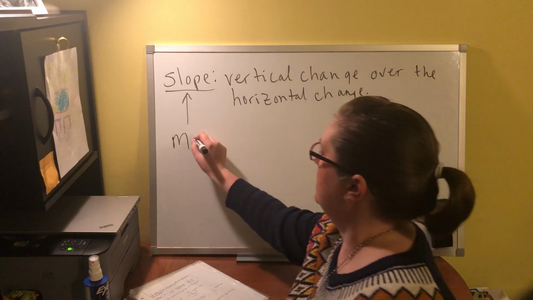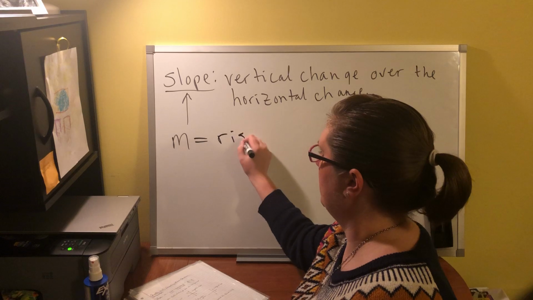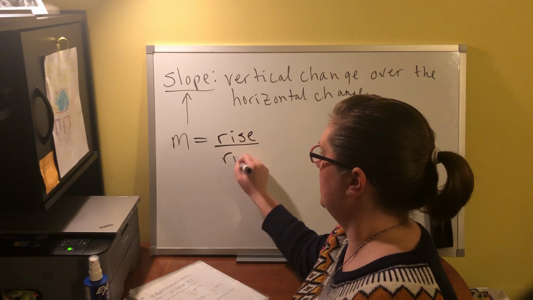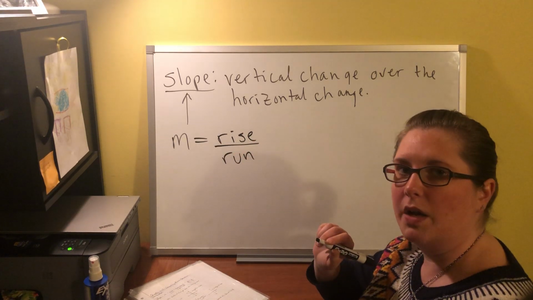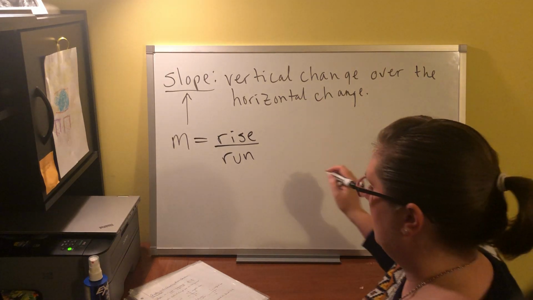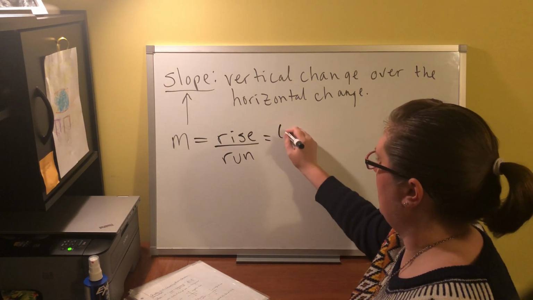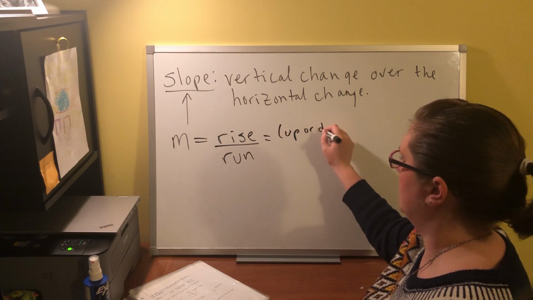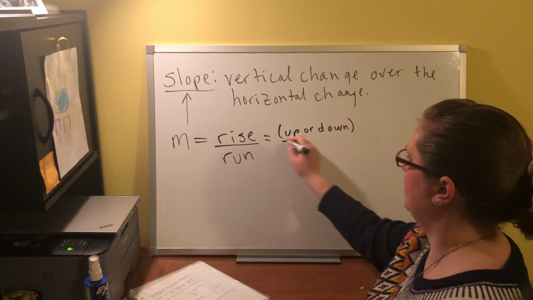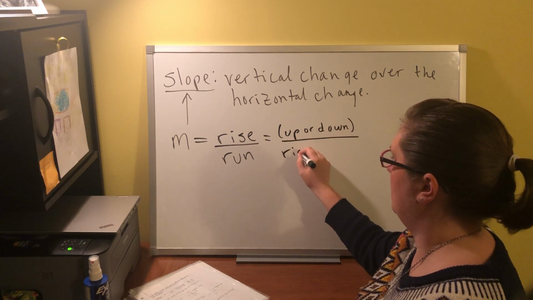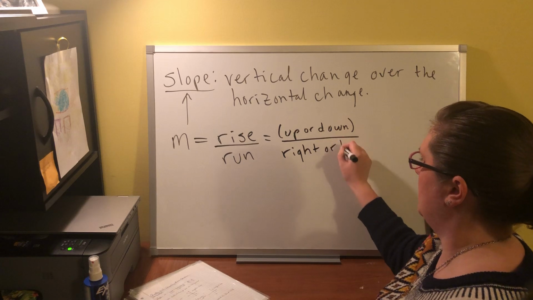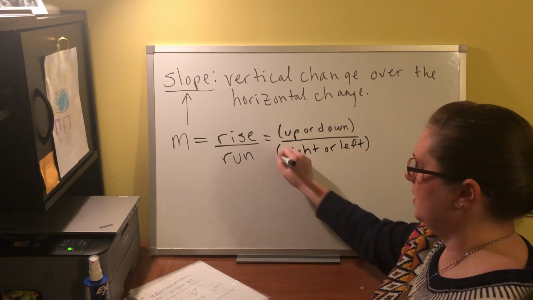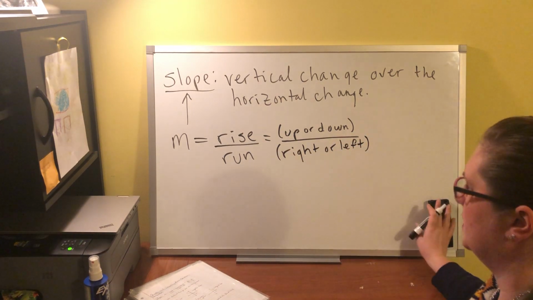So M is, you may remember from school, rise over run, right? Rise over run. And this is going to be the same as up or down, depending on the sign, and right or left, right? Depending on the signs. Like I said, it'll make more sense later.